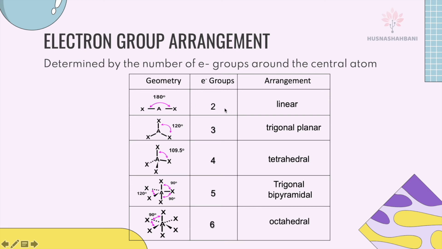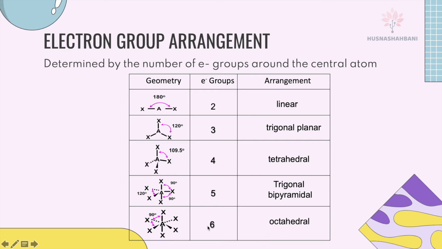When you have two electron groups, the electron group arrangement is linear. When the electron groups is 3, the arrangement is trigonal planar. When it is 4, the arrangement is tetrahedral. When it is 5, the arrangement is trigonal bipyramidal. And when it is 6, the arrangement is octahedral.